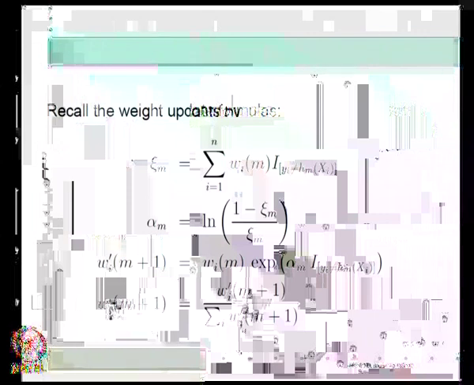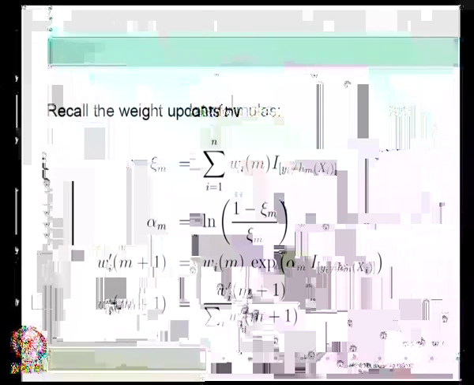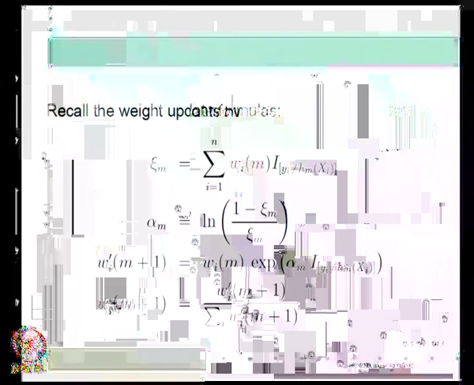So, let us just prove this. This is a very surprising result, but it is worth proving, and then we will look at more details of this again. For the proof, let us remember the weight update formula once again, which I wrote here. Xi m is given by this, alpha m is given by this, and this is my weight update formula. We will come back to this again and again.